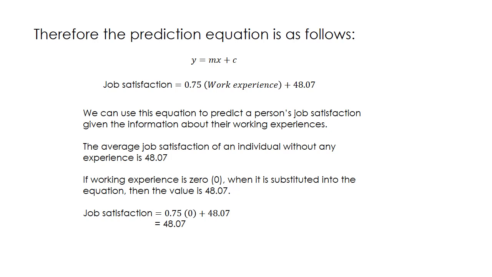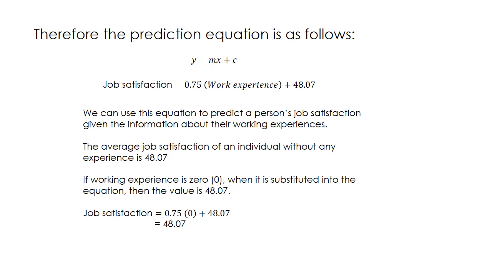We can use this equation to predict a person's job satisfaction given the information about their work experience. So based on this equation, what will be the job satisfaction for a person who has no working experience? No experience meaning 0. So 0.75 multiplied by 0, plus 48.07. What will be your result? It will be 48.07. So when there is no working experience, a person's job satisfaction will be 48.07.